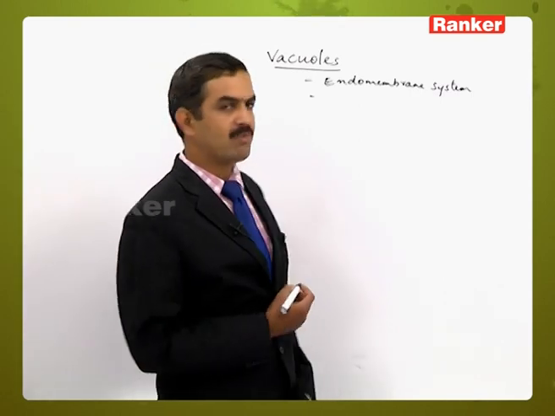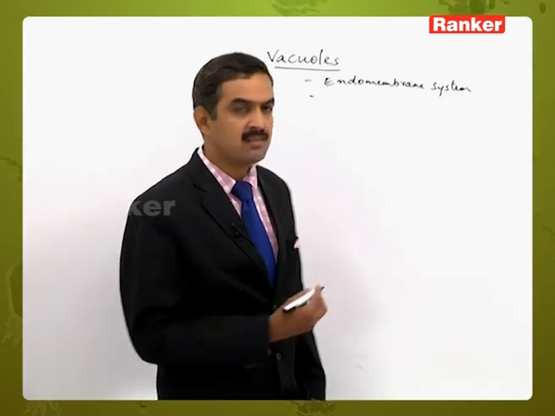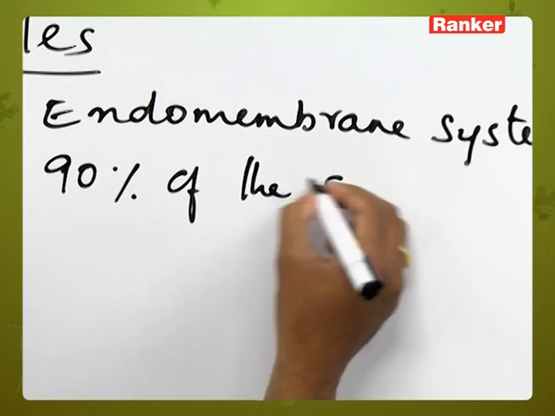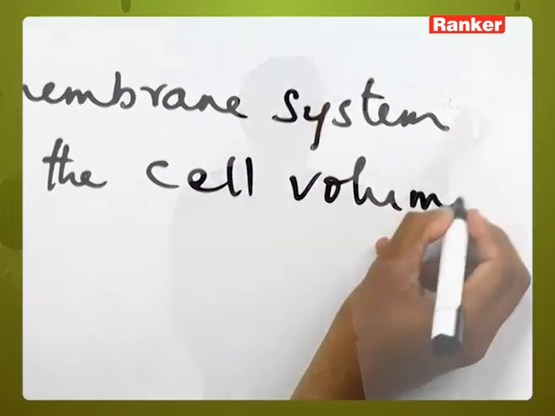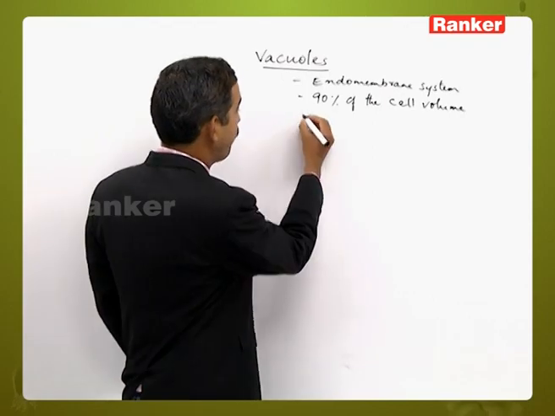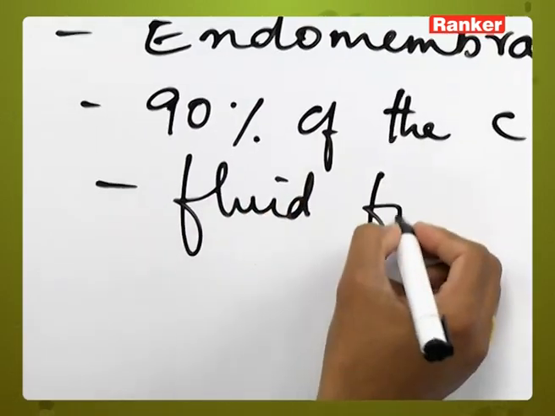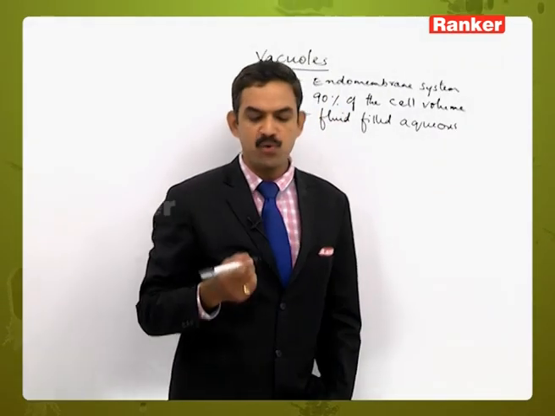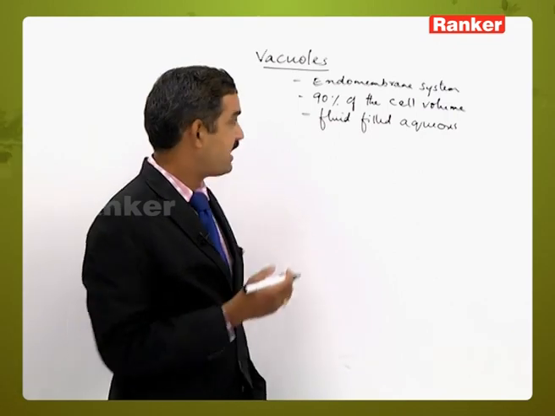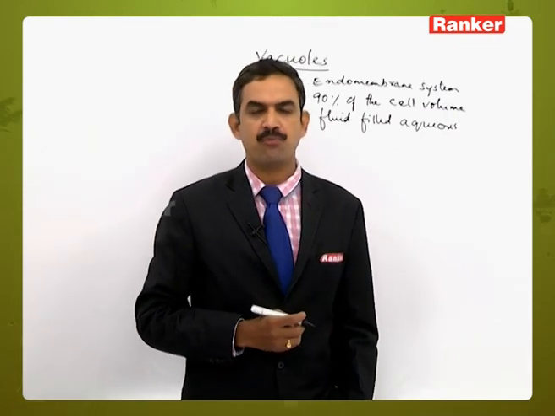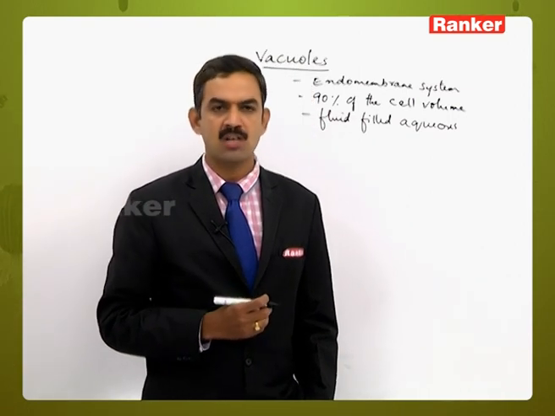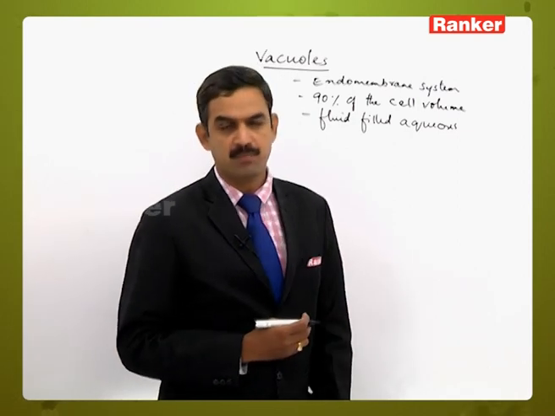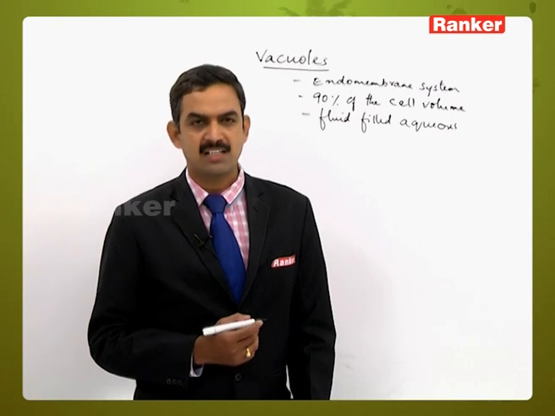The vacuoles were discovered by the scientist Spallanzani, and they generally occupy about 90% of the cell volume, and they are fluid filled. They contain fluid filled aqueous substances, and majority of the fluid is made up of water. Nearly 85 or 90% of the sap or the vacuolar contents is water only.